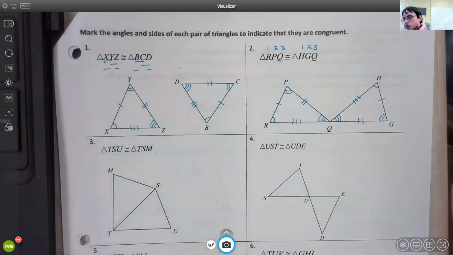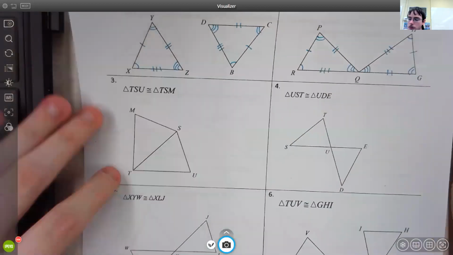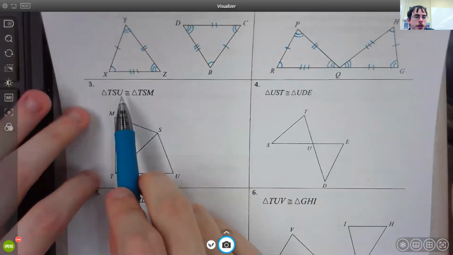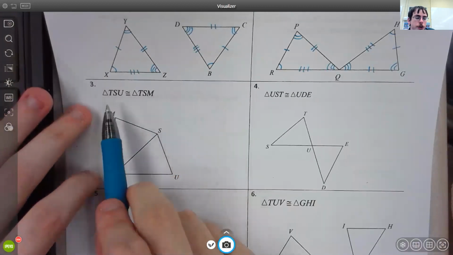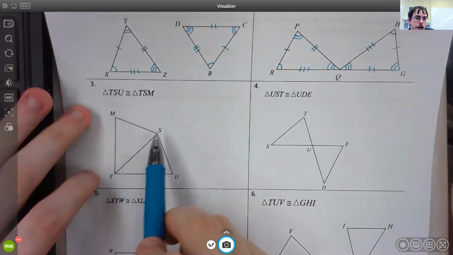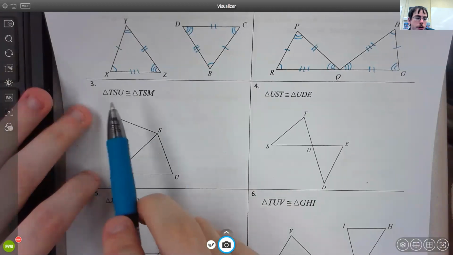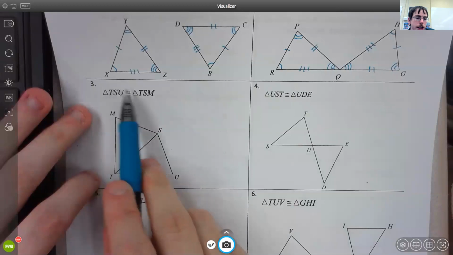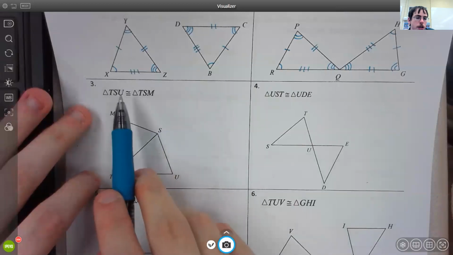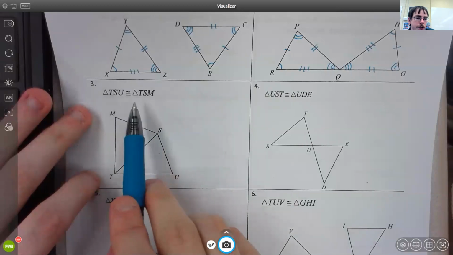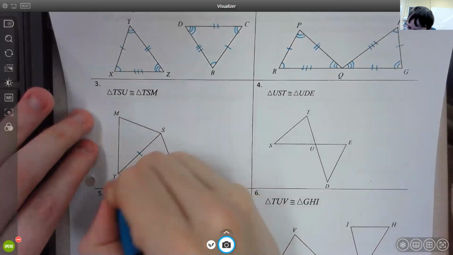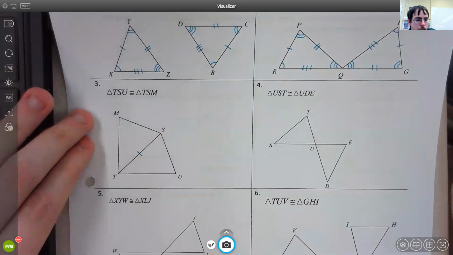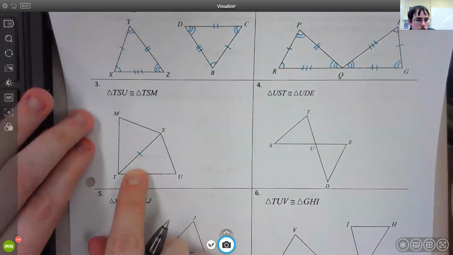All right. Number 3, triangle TSU is congruent to triangle TSM. So here we have a shared side and everything else. So since the angles match up so well, I'm going to use the sides first. Obviously we know that TS has to be congruent to TS because it's a shared side, right?